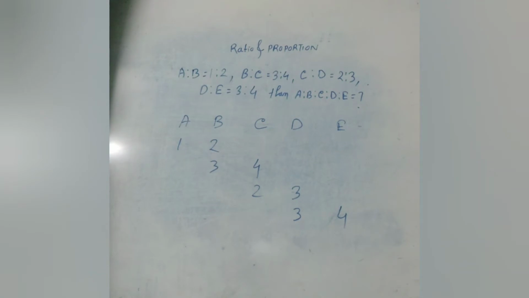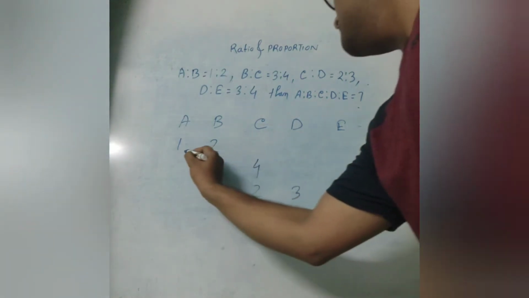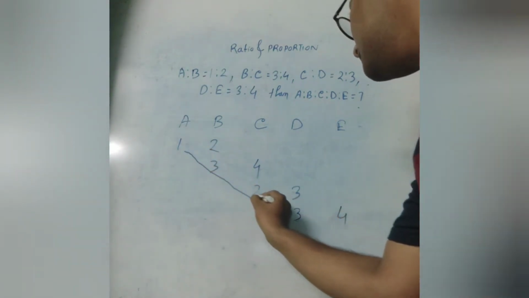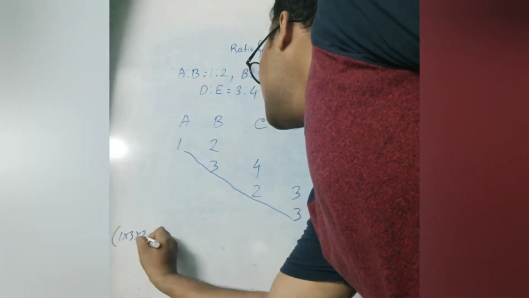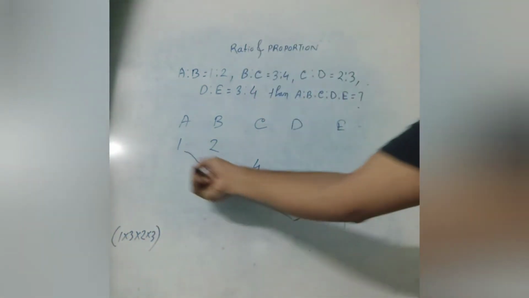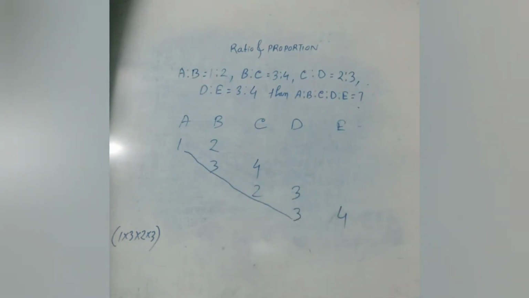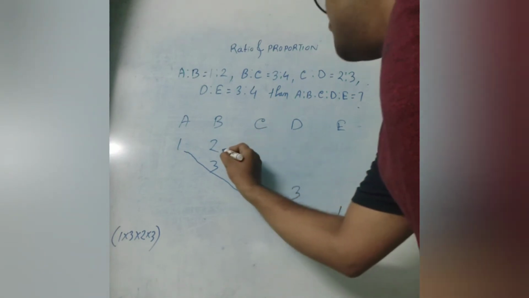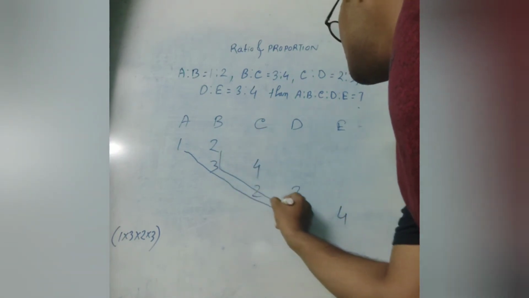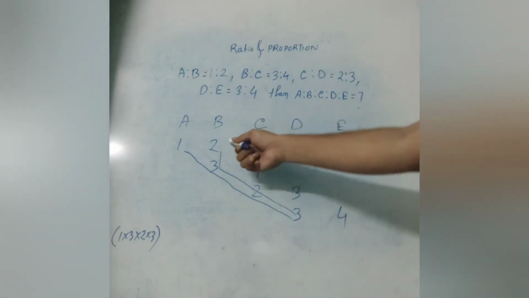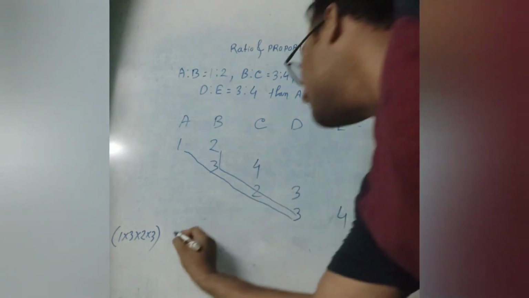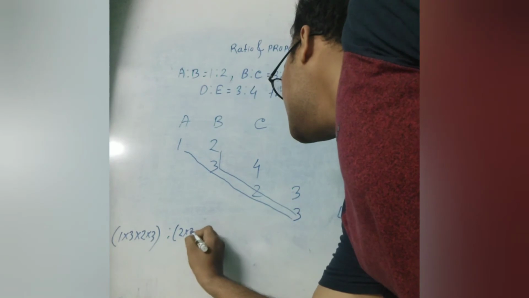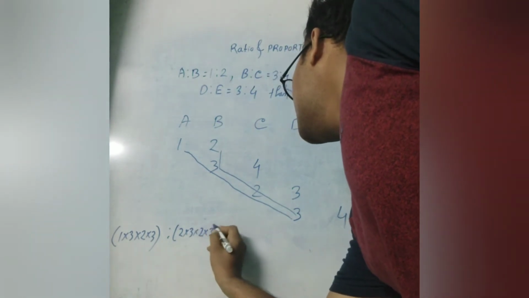A is coming from 1, 3, 2, 3. This line is our answer for A: 1, 3, 2, 3. Another, B, is 2, 3, 2, 3.